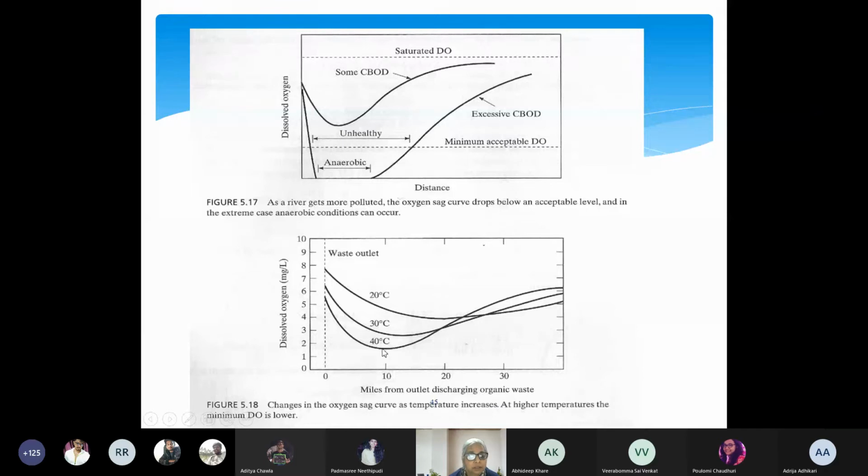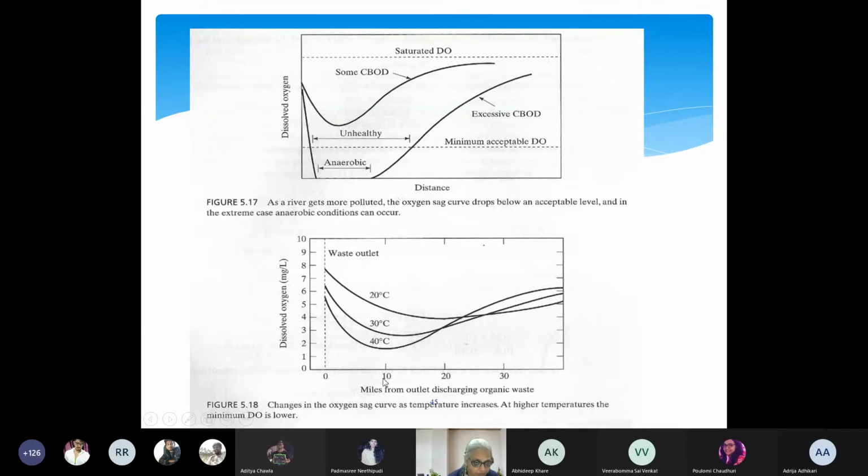So 20 degree, 30 degree, 40 degree. This is the DO curve as the temperature changes. So we know that as the temperature increases, the KD value increases. Now, if the KD value increases, then that critical point at which the slope of the curve is changing from 0 to it goes in the opposite direction. So you can see that this critical point for 20 degrees is around 20 miles in this particular graph, and at 40 degrees it's around 10 miles.